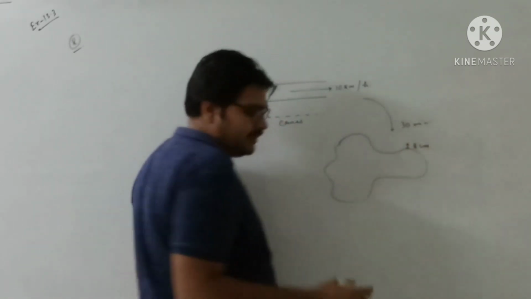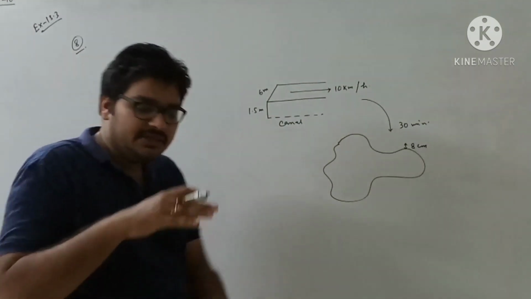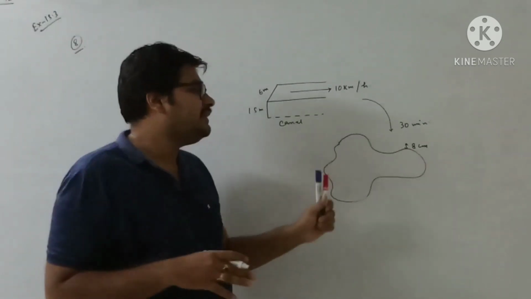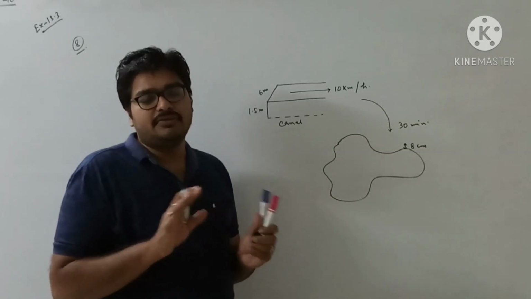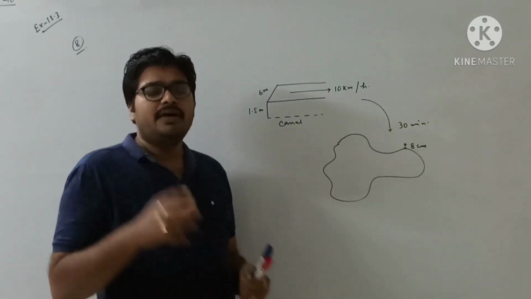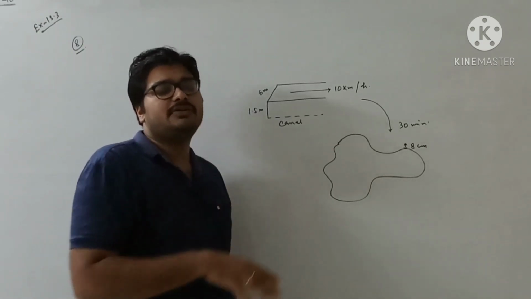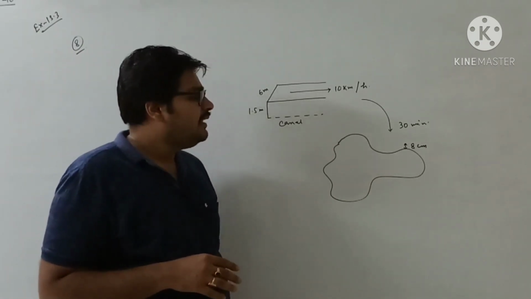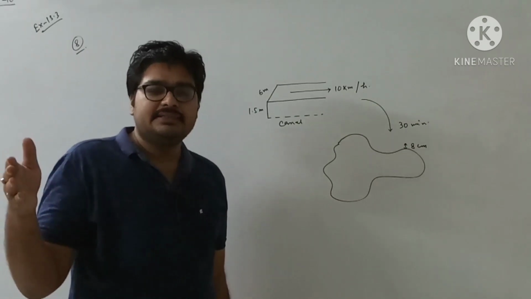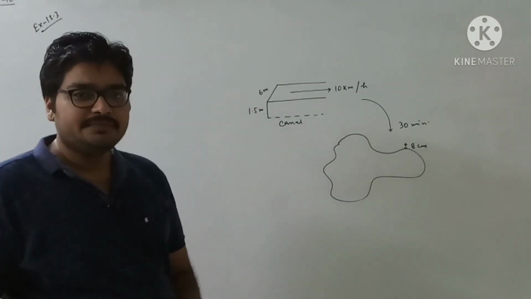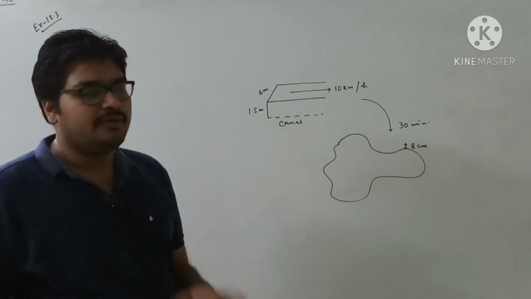Whenever water falls on the ground, it will reach some height. This height is given, 8 centimeter, but what the area looks like I don't know. Now, one thing you have learned in the first period: if I know the base area and height, by multiplying base area into height I can get the volume. Correct?